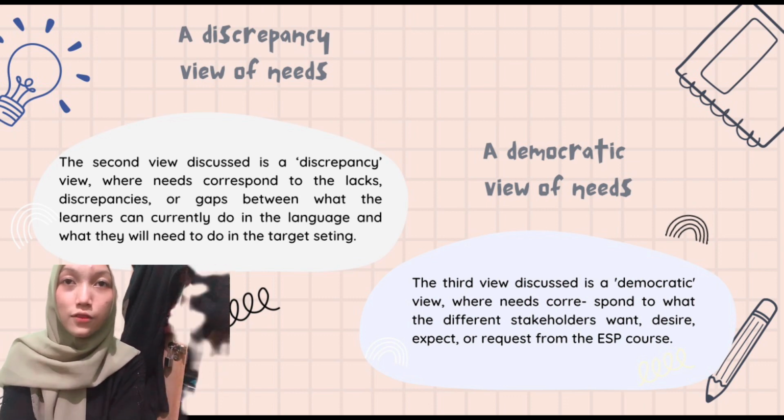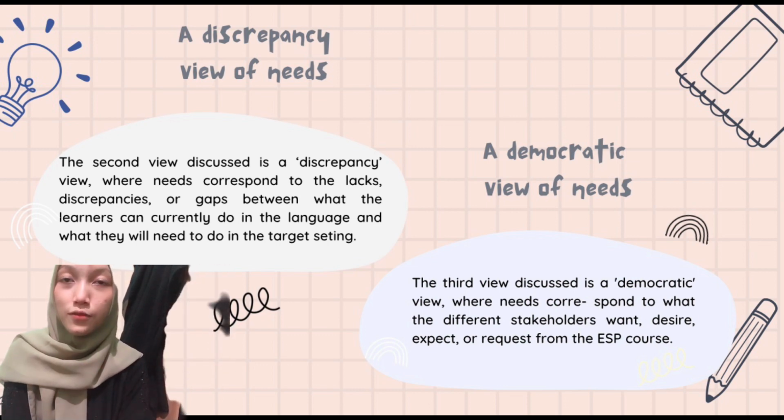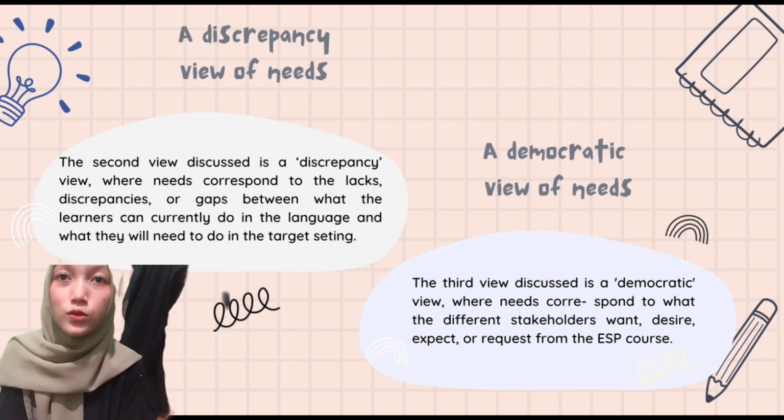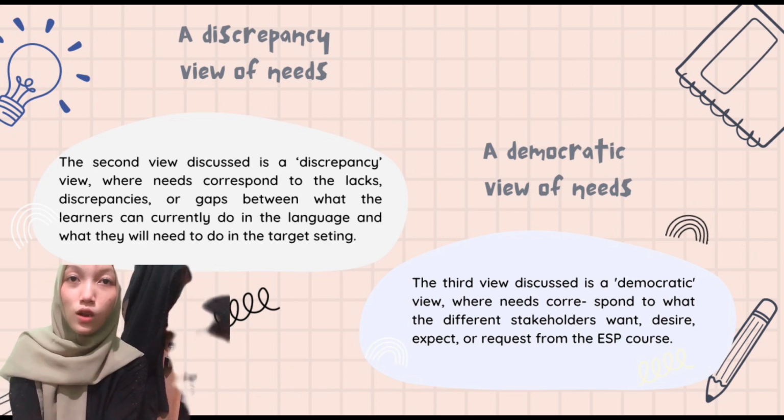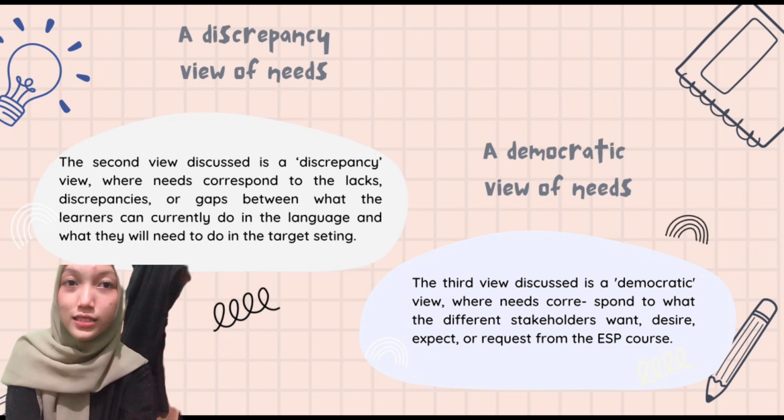Next, a democratic view of needs. The third view discussed is a democratic view, where needs correspond to what the different stakeholders want, desire, expect, or request from the ESP course.